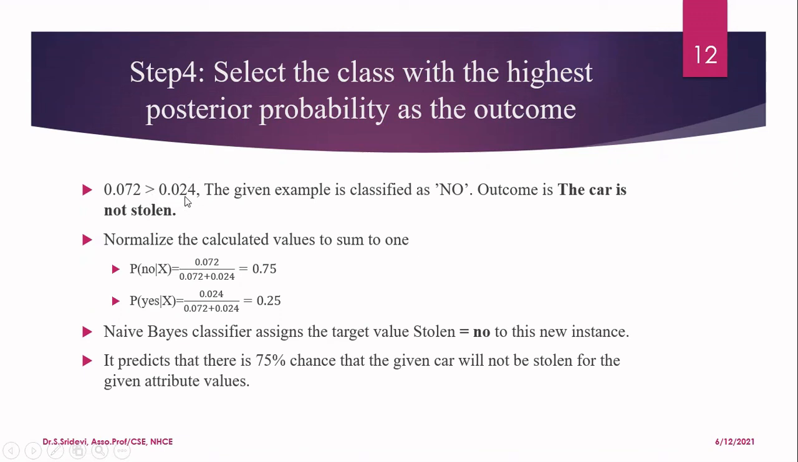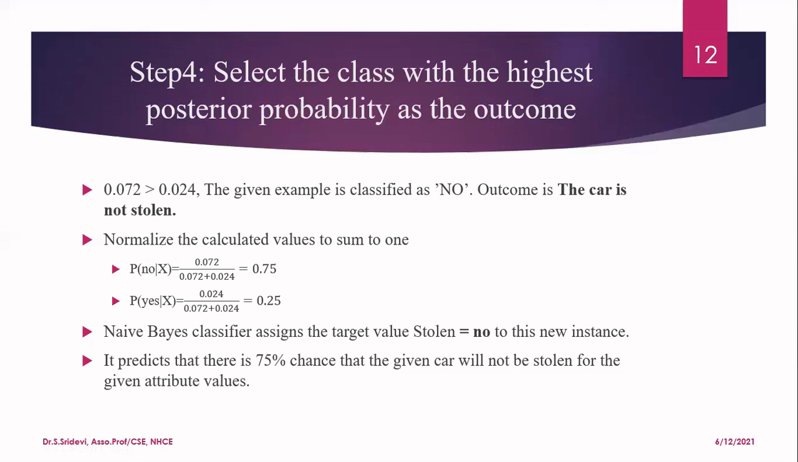Similarly, the second one corresponds to predicting the outcome as yes. So you write probability of yes given X is equal to 0.024 divided by the sum of these two values. So I'm getting now 0.25. Now what I can say from here, given the particular sample X, which is characterized by a set of attributes, is that I can say with a 75% chance that the car will not be stolen. And still, it is not 100% accuracy. Maybe there is a 25% chance that the car is stolen also. But here we are considering only the maximum probability, maximum likelihood. So which is having the maximum value, this 75. Because of that only, we are saying that the car is not stolen.